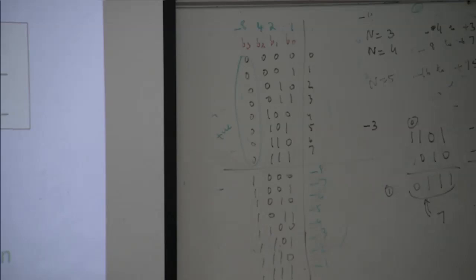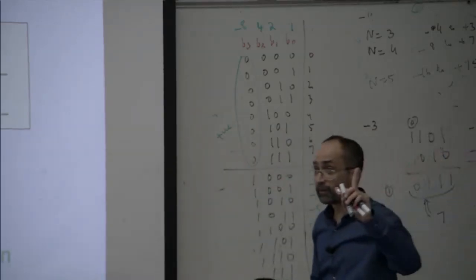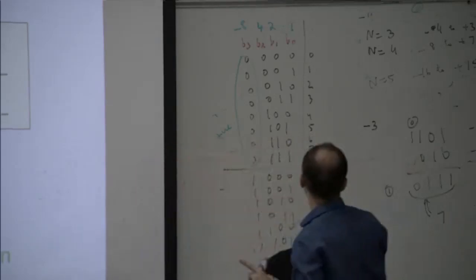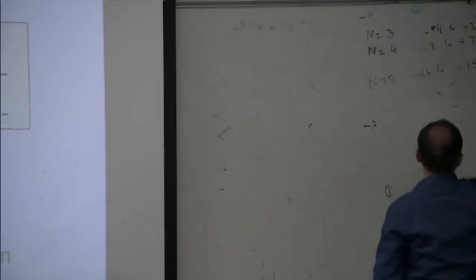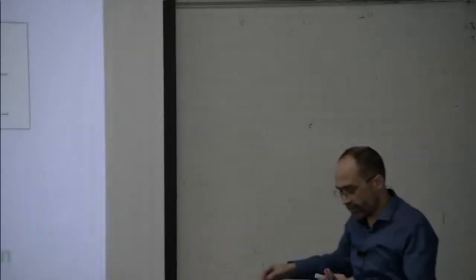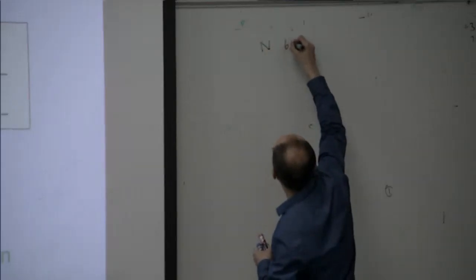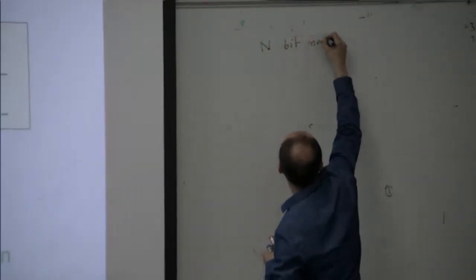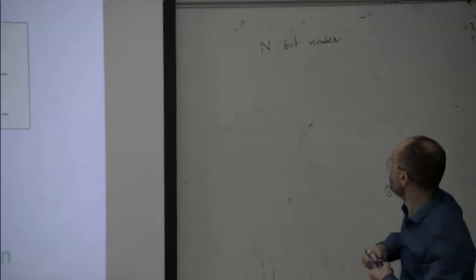Okay, now we're talking in general. Method number 1, I told you method number 1. I told you method number 2. Now I'm telling you another method. Should I rub this off? Okay. Now, let's talk about the general case. If given an n-bit number, and we are adding two n-bit numbers.